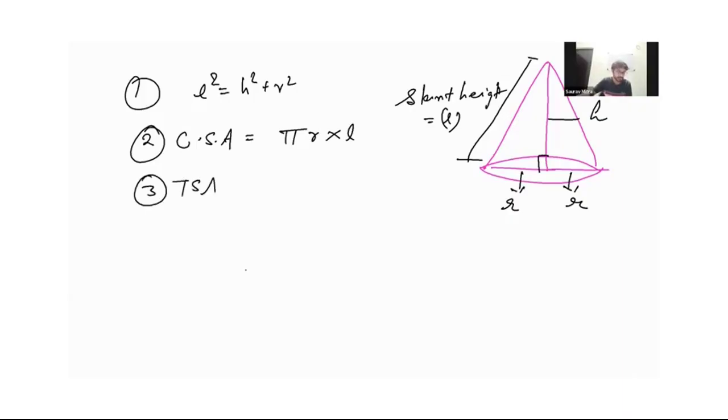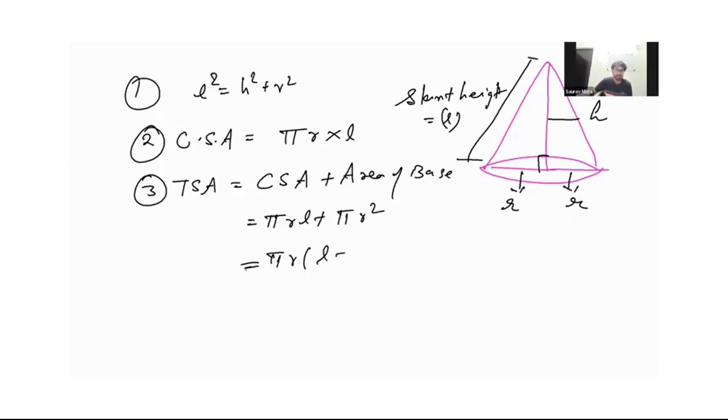Now the total surface area will be the curved surface area plus the area of the base. The area of the base should not be ignored. Only one base, so only one time we will add. So it is pi r L plus pi r square. Take the common pi r, it will be pi r (L plus r). In a cylinder we saw it is the curved surface area plus 2 times the area of the base, because two bases were there, top and bottom. Here only one base, so curved surface area plus area of base one time.